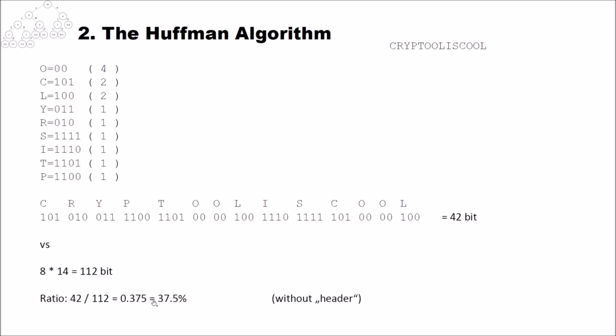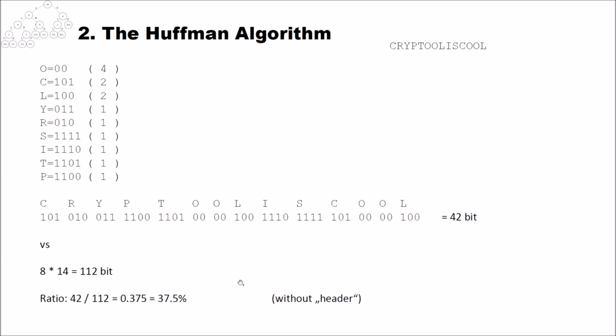This is 37.5%, so a really good compression rate. I write here "without header", since if we want to send this text to a receiver, he or she has to know how to decode the data. And to do so, he would need the tree. So we would have to send additional data in a header that defines our tree.